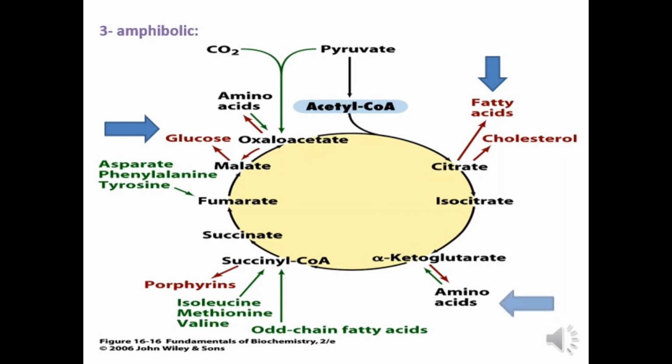Also, it has a role in interconversion of amino acids. It has a role in transamination and deamination. For example, alpha-ketoglutarate from Krebs cycle, when it undergoes transamination, is converted into glutamate. That means the alpha-ketoglutarate, when it accepts an amino group, is converted into glutamate. And glutamate, when it loses its amino group, is converted back into alpha-ketoglutarate.